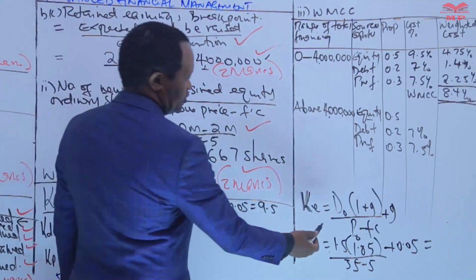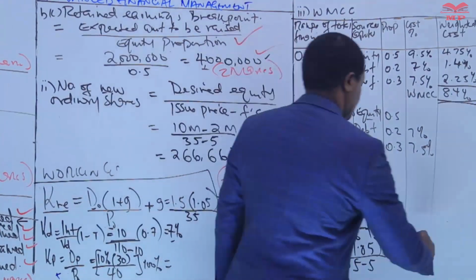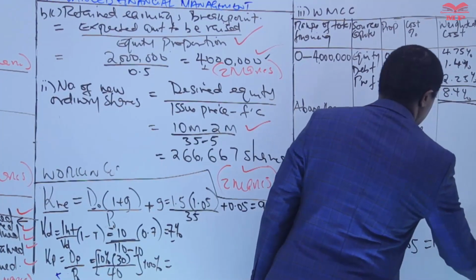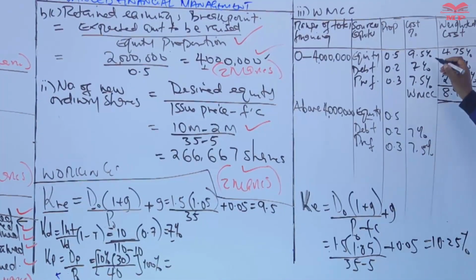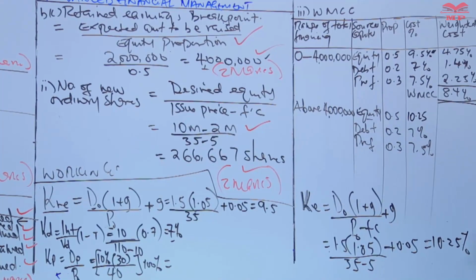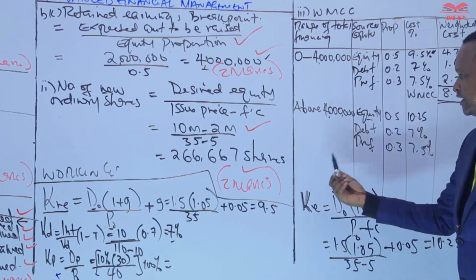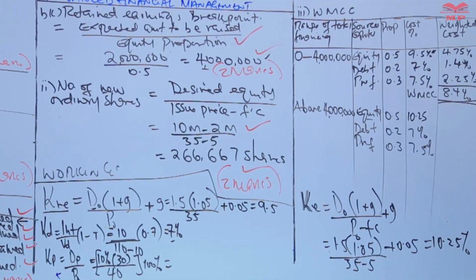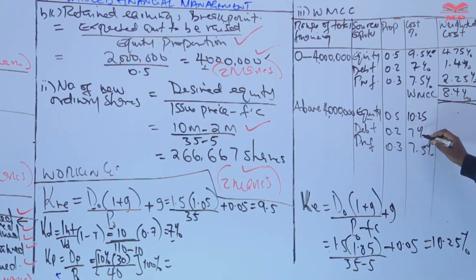I know you have understood here. So what is the cost of equity? 10.25%. You see, candidates, the cost of equity has gone up from 9.5 to 10.25. Why? Because cost of equity is always higher than cost of retained earnings. So give me the weighted cost: 0.5 times 10.25, 0.2 times 7%, 0.3 times 7.5%.